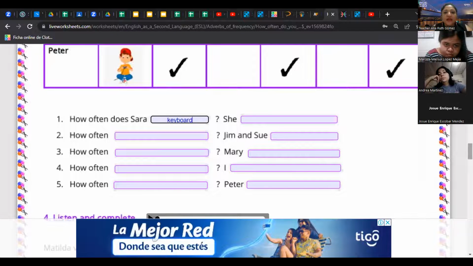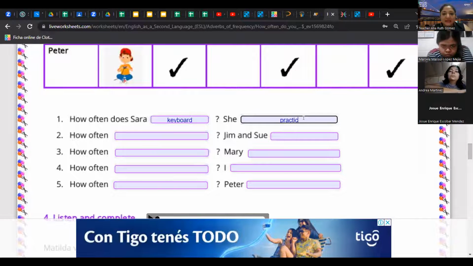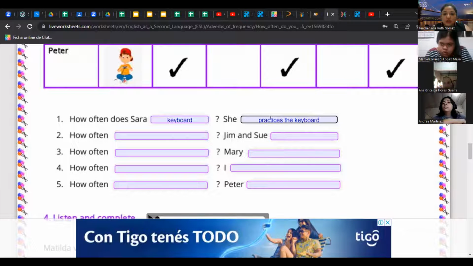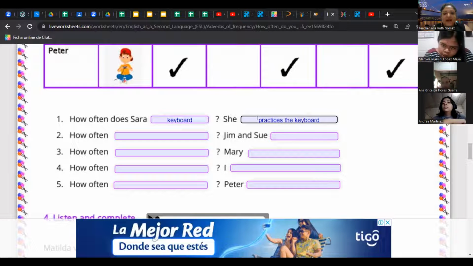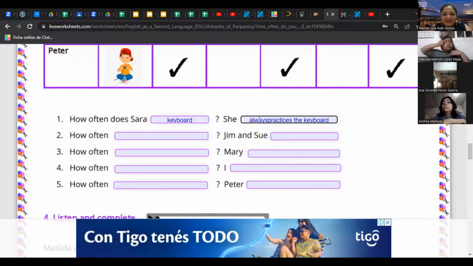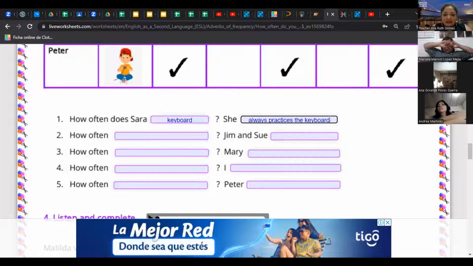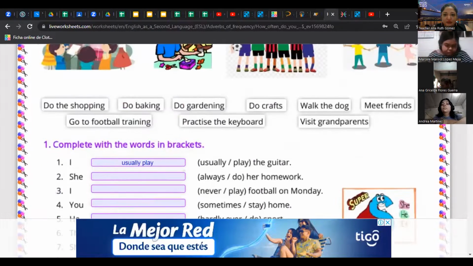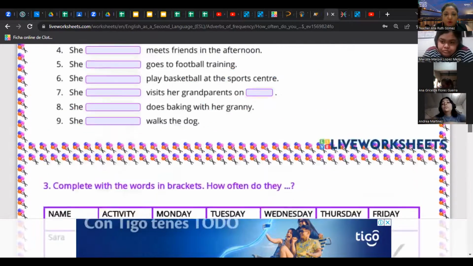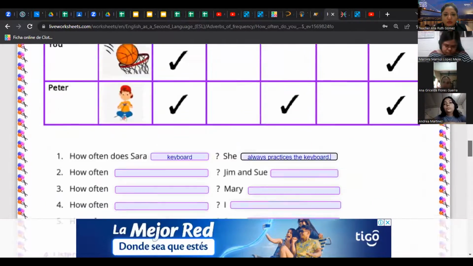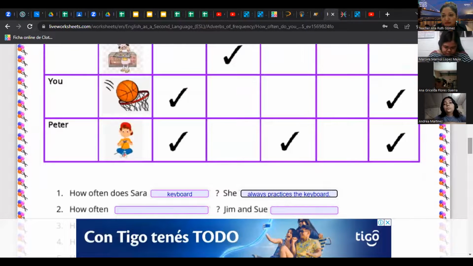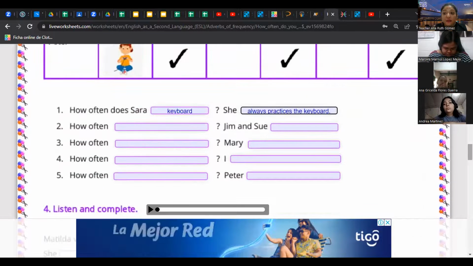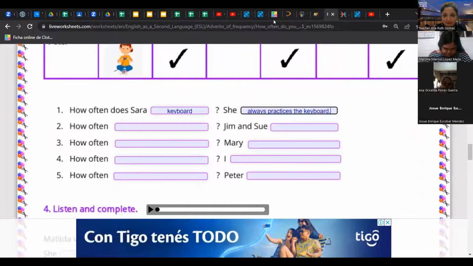Okay. And if she practices the keyboard, she... Always. Always, teacher. She always practices the keyboard. All right. Yes. She always practices the keyboard. All right. Or you can have a usually or never or sometimes. Okay. We are going to include that. And that is part number 3. Okay. Yes, teacher. All right.